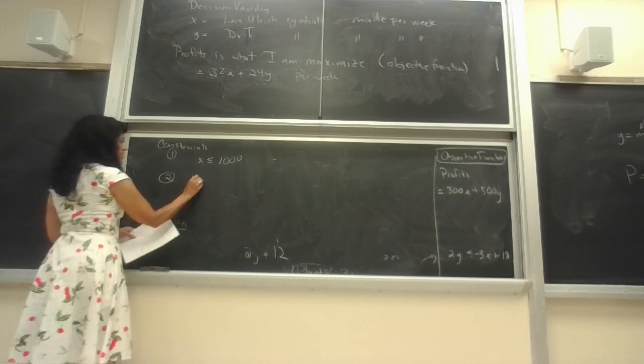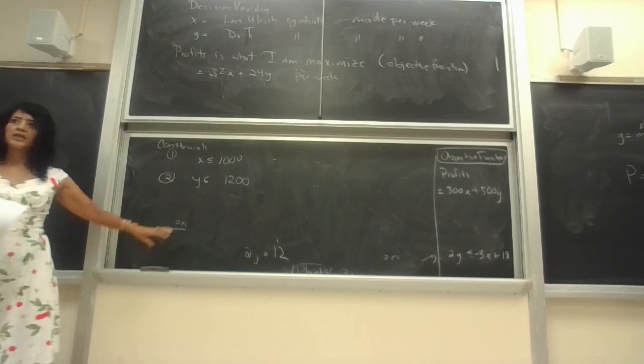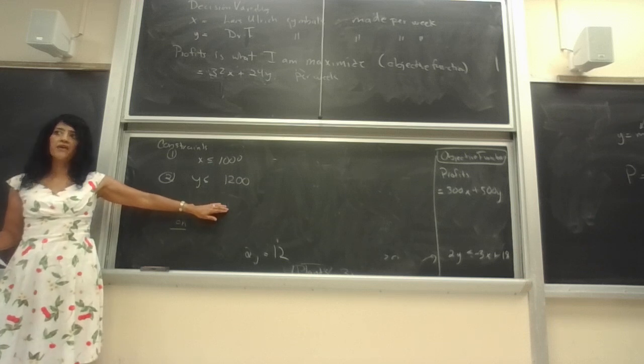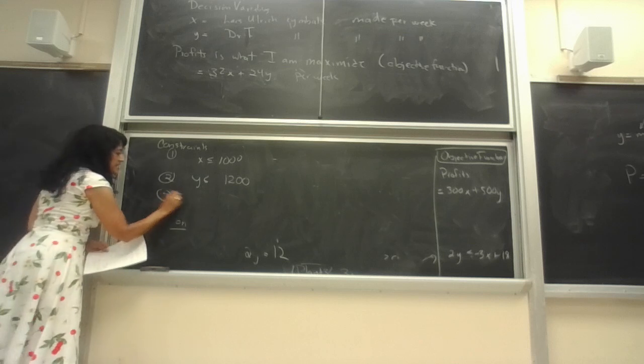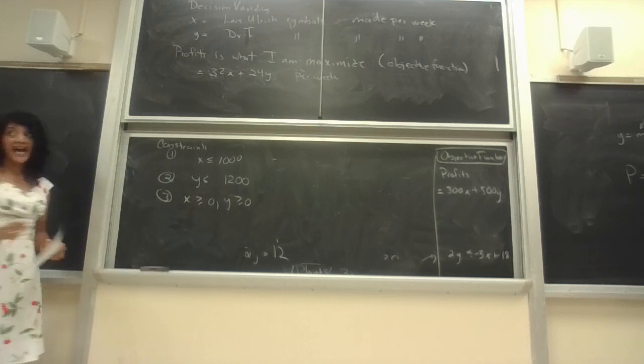The second thing they gave me was the 1,200. This is the constraint. If you look in the text, it says there's a total of 1,200 that can be made. So that puts a constraint on this. 3, I get the non-negativity one. I just put them there right away so I don't forget them. You have to write them down.